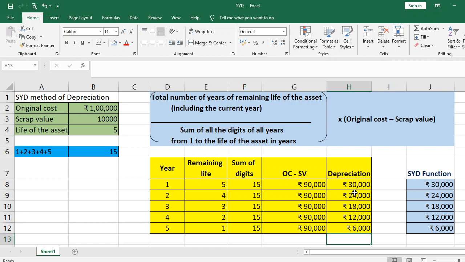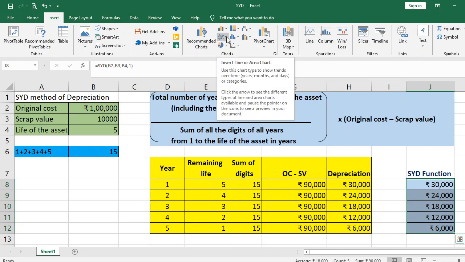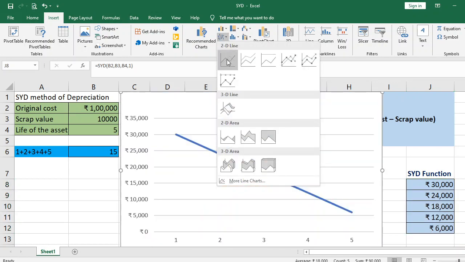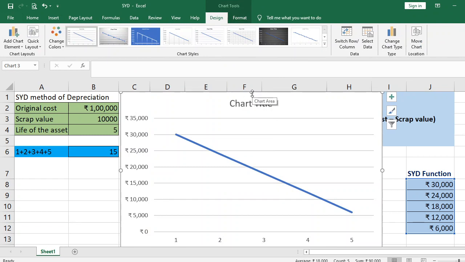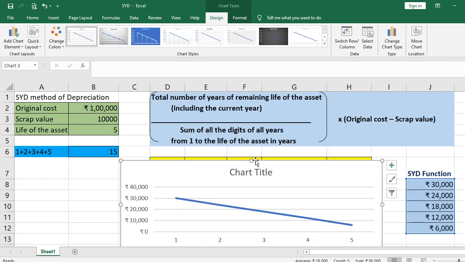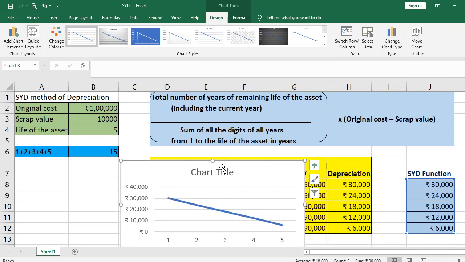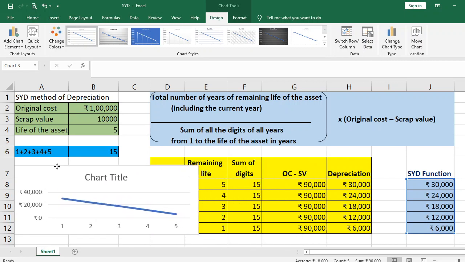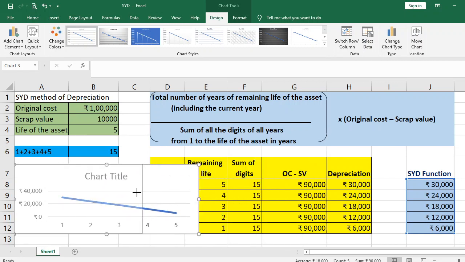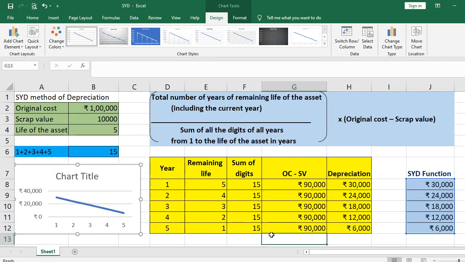We can also prepare a chart for this. Choose this, you go here, insert, there you choose this line or area chart, the first one, so we get the chart for this. Okay, so the amount of depreciation goes down. So we shall reduce the size of the chart and keep it here. So the chart is also ready, right?